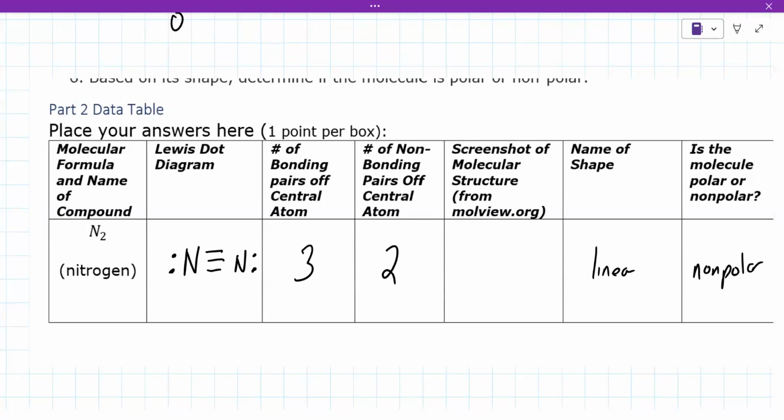Okay, next one. The next one is nitrate. Nitrate here. Let me snip this in.